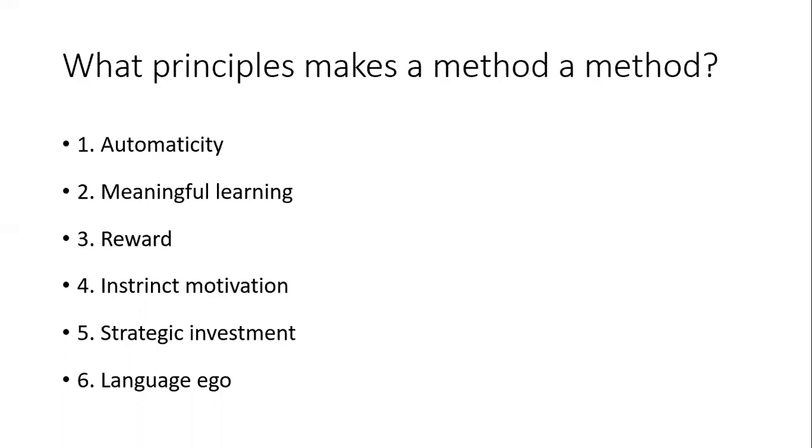Fourth one is intrinsic motivation. Learners should be eager to learn. Fifth one, strategic investment. To be a master, there should be an investment in effort, time, and attention. Sixth one is language ego. Learning a second language gives a new identity to the learner.